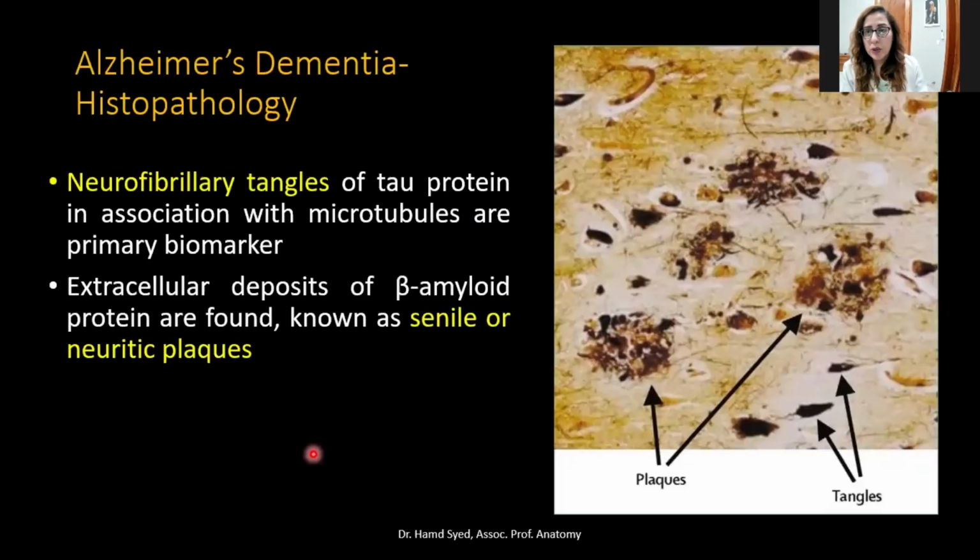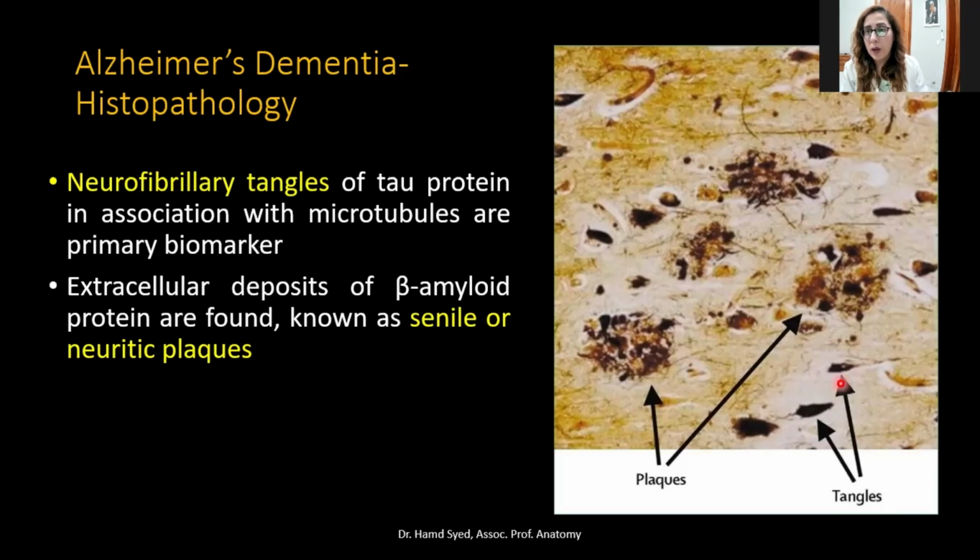What about the histopathology of Alzheimer's dementia? In this condition, there are 2 typical histopathological features: one are the neurofibrillary tangles, and the other are the neuritic plaques. First, let's look at these tangles over here. This is a stained section of the cerebral cortex, and you can see over here there are neurofibrillary tangles of tau protein in association with microtubules.